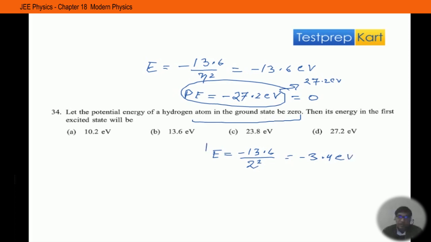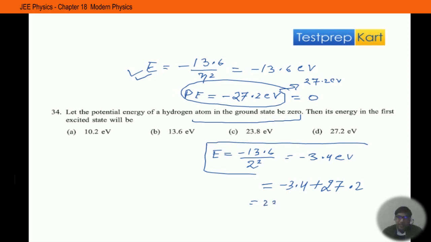It was for the general condition when the energy follows this equation. But in this question it is saying that you need to consider potential energy equal to 0. So it means you need to scale up by 27.2 electron volt. If we modify the available energy at the second level according to this scaling, that at each level you need to add this amount, then we'll get 23.8 electron volt. So the correct choice is 23.8 electron volt.